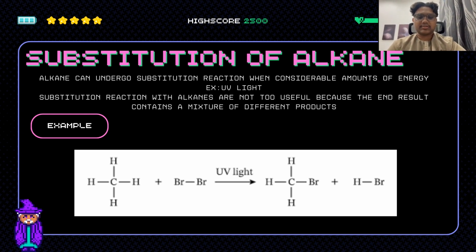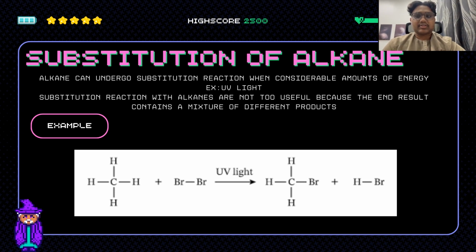The first thing is substitution of alkane. So alkane can undergo substitution reaction when considerable amounts of energy, such as UV light, are supplied. The substitution reactions with alkane are not too useful because the end result contains a mixture of different products. So for example here, we have methane and we want it to react with bromine.